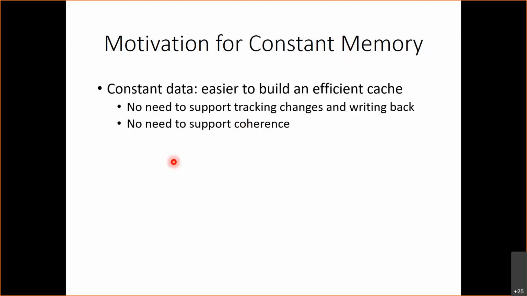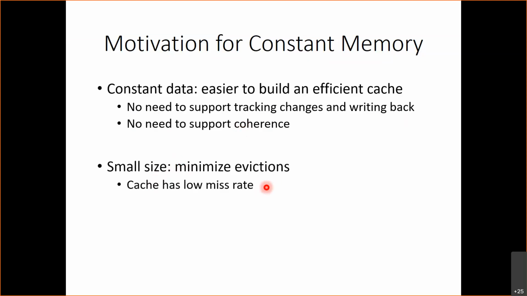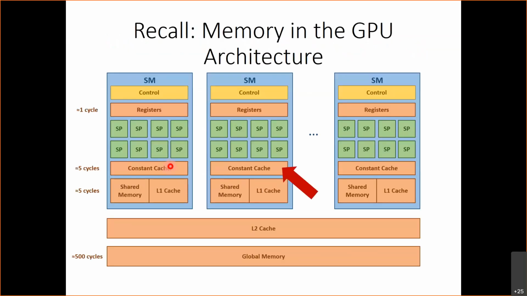All right, the other point about constant memory is that it is small in size. And being small in size, meaning that we can minimize evictions. So the cache has low miss rate because the total amount of constant memory that you have is small. So your constant memory can fit inside of your cache. And that is why, even though from a programming model perspective, all threads have access to the same constant memory, there's actually a constant cache that sits inside of each SM that caches this constant memory, and this constant cache is different from the L1 cache or the shared memory. Is it clear? Any questions?